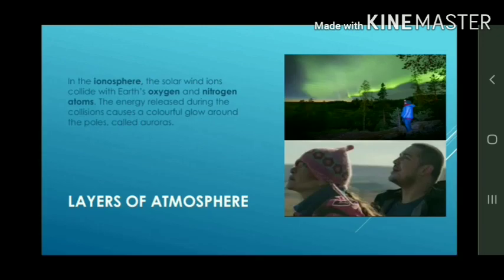So in the ionosphere, the solar wind ions collide with Earth's oxygen and nitrogen atoms. The energy released during collision causes a colorful glow around the poles called auroras.